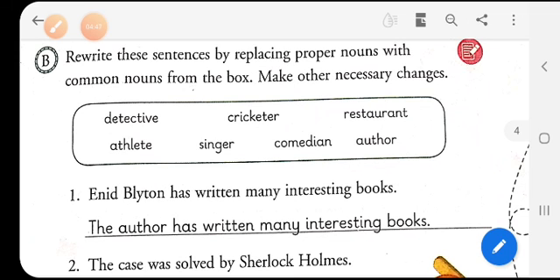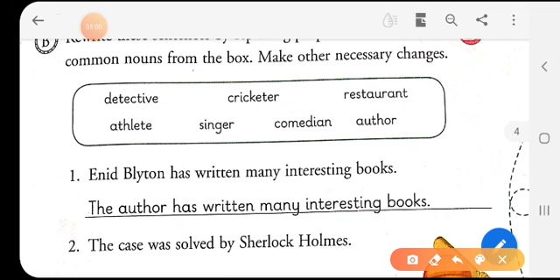Rewrite these sentences by replacing proper nouns with common nouns from the box. Make other necessary changes. So what is here? Here we have some words in this box. Let's see what we have to do. Now we have to find the common noun for all the proper nouns written in the sentences. The first sentence is done for you.